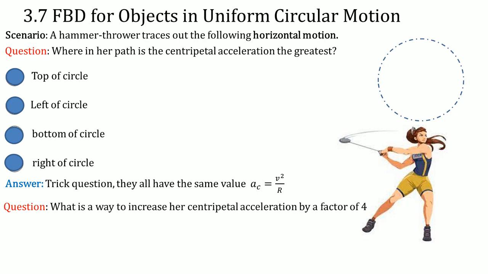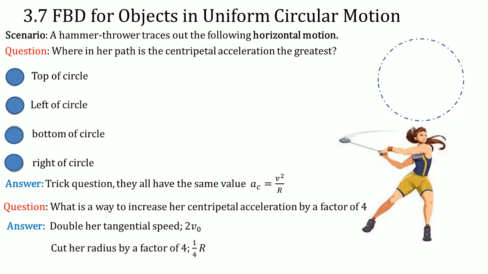The next question: what is a way to increase her centripetal acceleration by a factor of 4? Well, you can do a couple of things. The first thing is you can double her tangential speed. If you do 2v naught, the squaring will make that a 4. So that is one way you can increase her centripetal acceleration by a factor of 4.